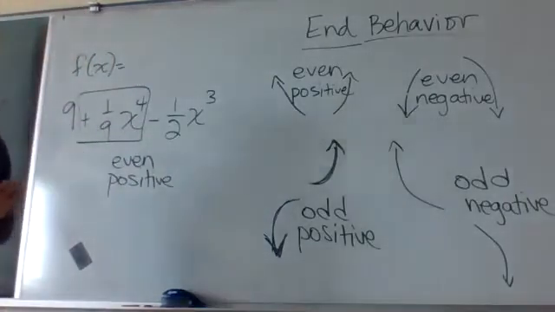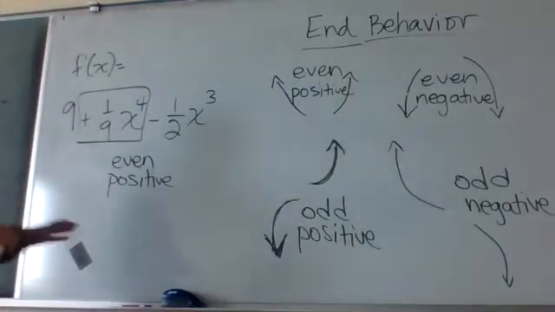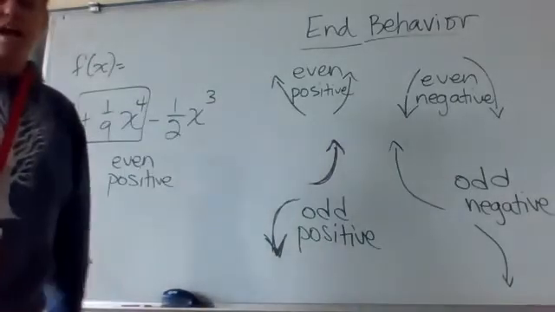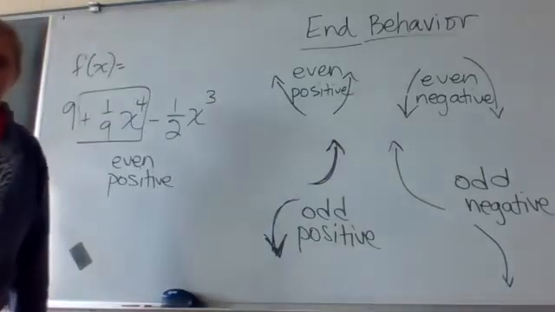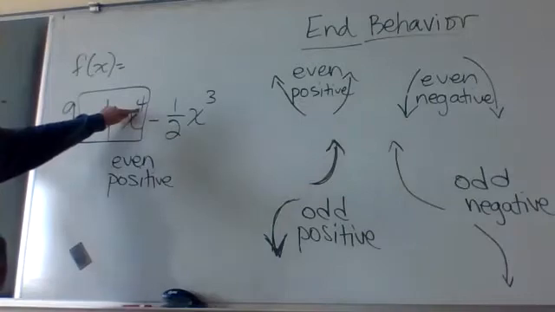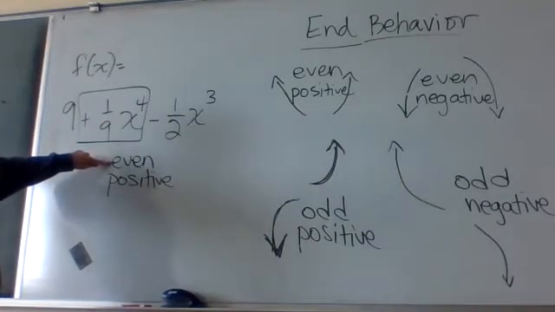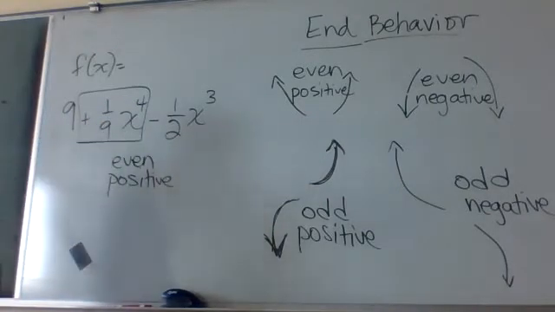Okay, so those are how you work problems 1 through 4. Just refer to your end behavior chart. Look at your exponent, even or odd, then the term, positive or negative.